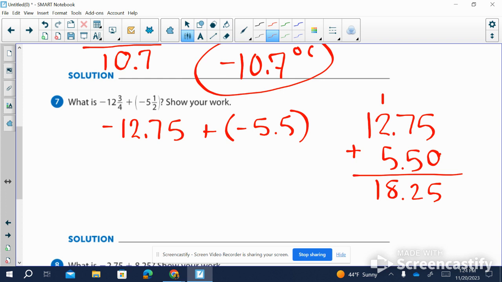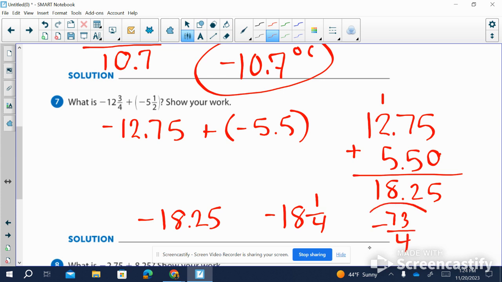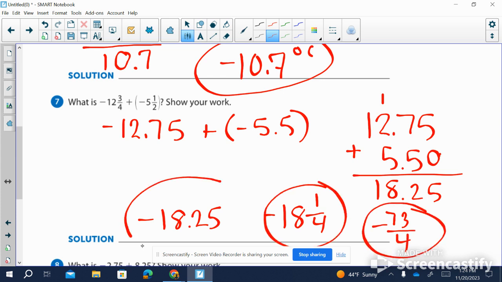Both of those numbers were negative. So our overall answer is negative 18.25. Some of you might have also gotten negative 18 and 1/4. And some of us may have even converted it into improper fractions. And so 18 times 4 is 72, and 72 plus 1 is 73. So negative 73/4 was our third option. So any of these three options would have been correct.